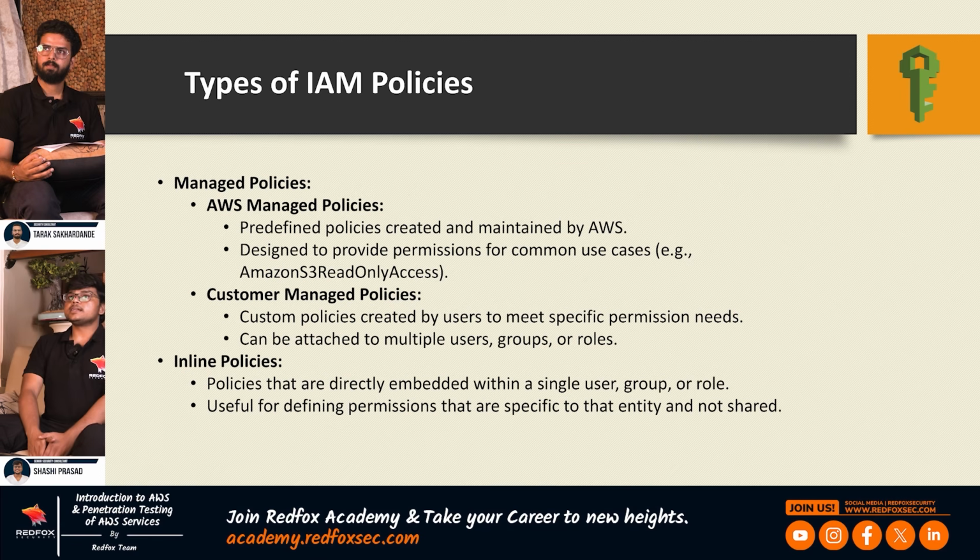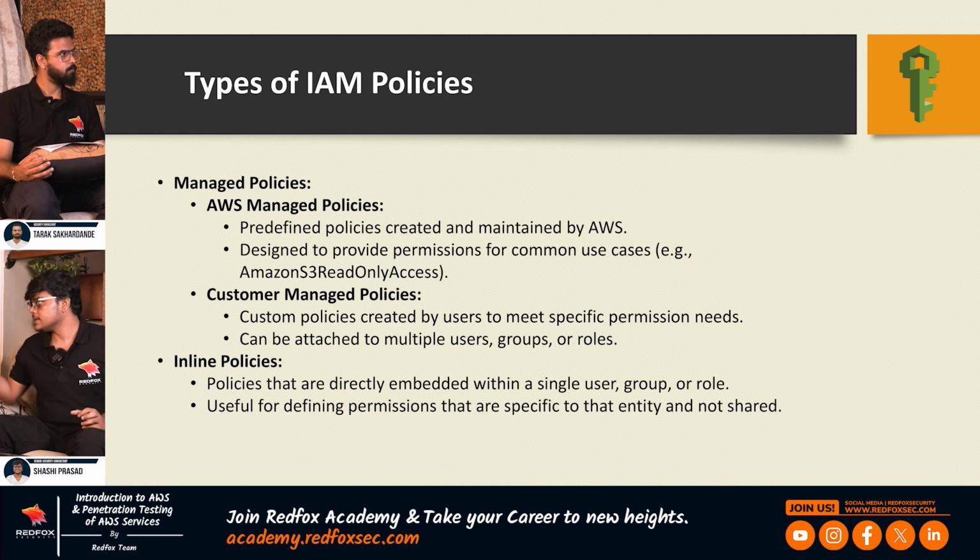Now let's understand the types of IAM policies. So this is the policy statement that I showed. There are two types of policies in AWS. The first one is managed policies and the second one is inline policies.